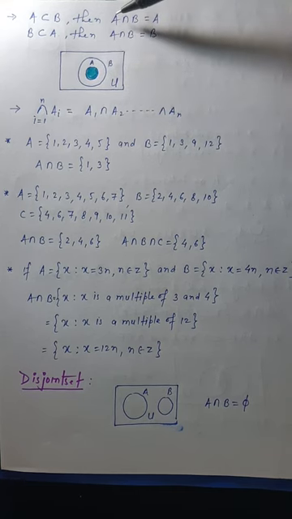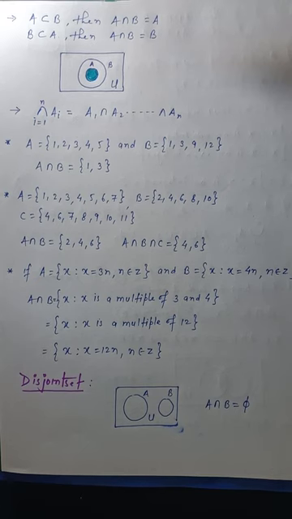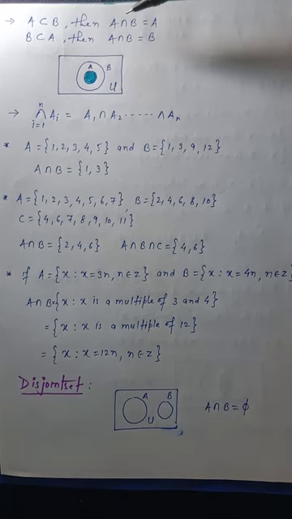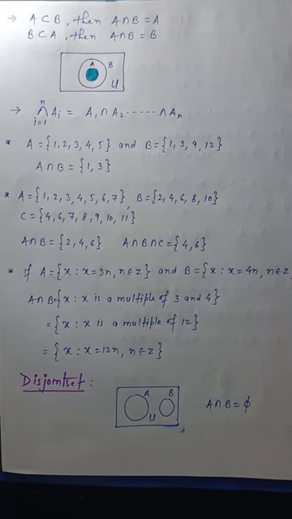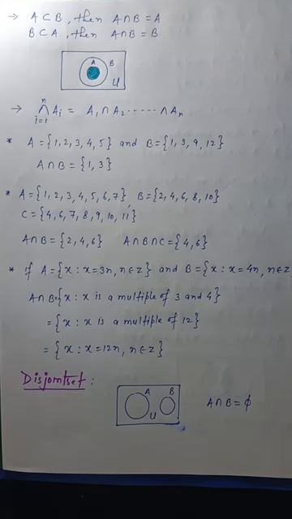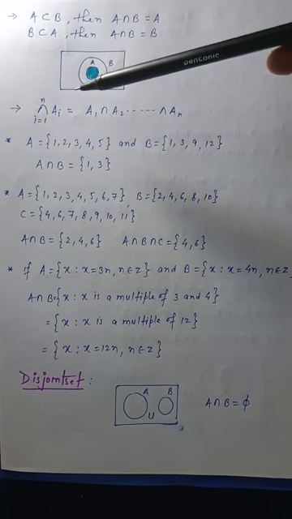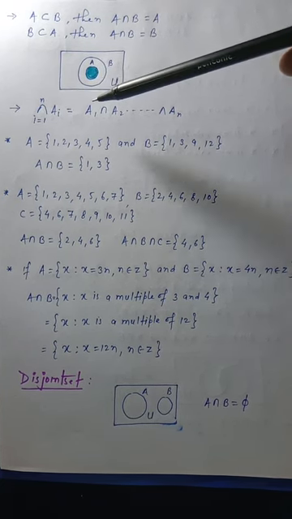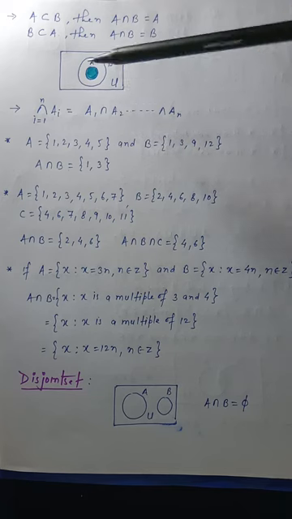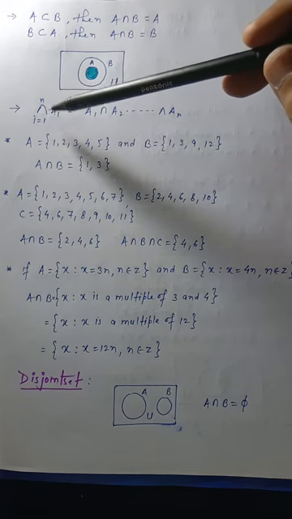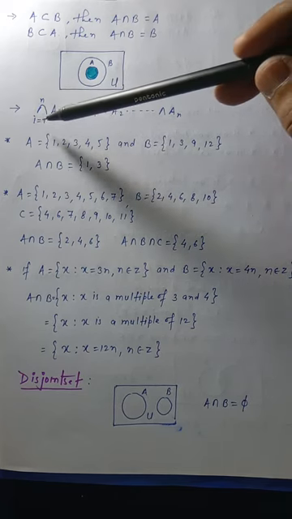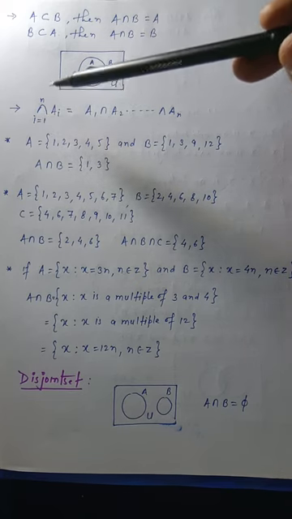So that's why when A is a subset of B, A intersection B will be A, and similarly when B is a subset of A, then A intersection B will be B. And the same notation applies when there are different sets from A1 to AN; their intersection will be written as a big intersection of Ai, where i is from 1 to N.